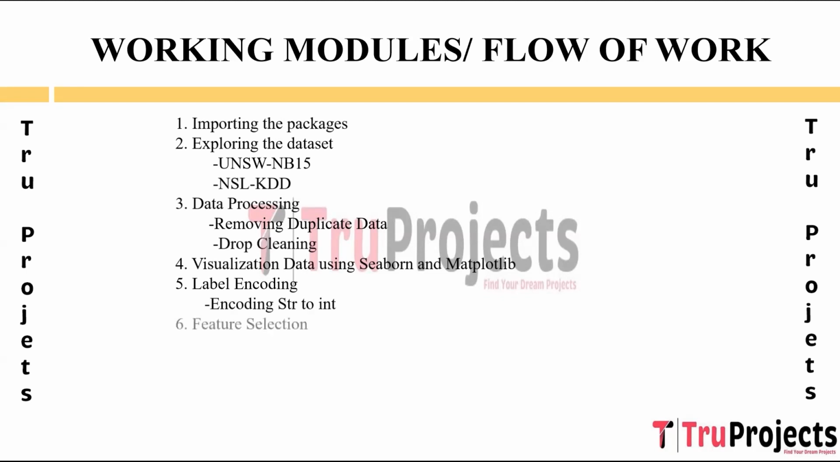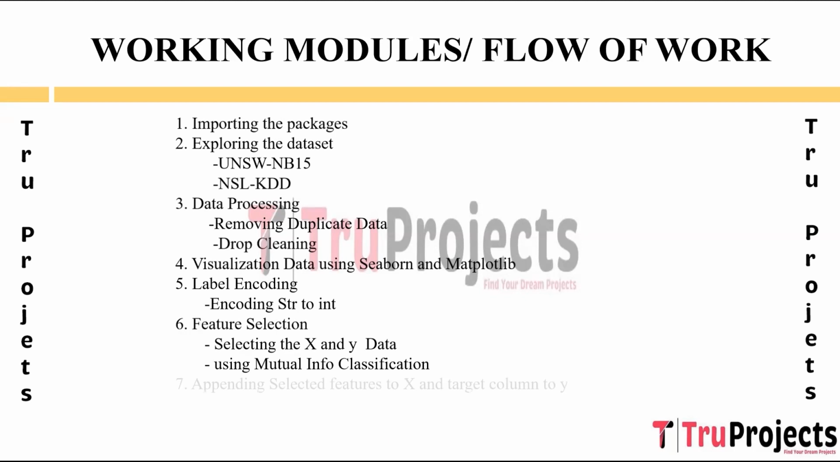Feature selection using mutual info classification. This phase focuses on selecting relevant features that contribute most to the prediction of network intrusions. Mutual information classification is a technique used to assess the strength of the relationship between features and the target variable, intrusion or normal, for selecting the most informative features.